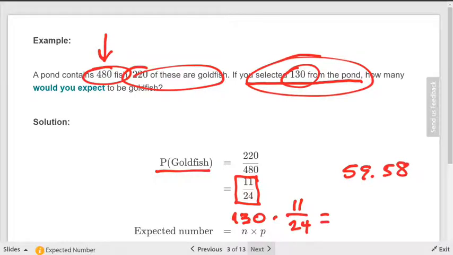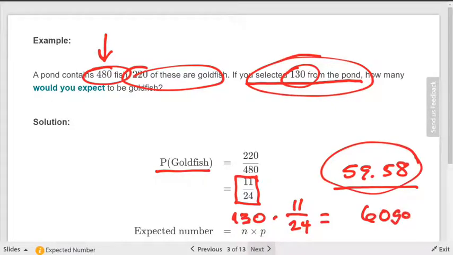59.58, blah, blah, blah. Okay? So then out of those 130 fish, I expect 59.8 of them to be goldfish. Good to go? No. I don't want to get a little over half a goldfish, do you? So this is where the discrete and continuous comes in that you were talking about, right? We need discrete numbers here, not continuous numbers, because you can't have part of a goldfish. So that means that this number will have to be rounded to 60.